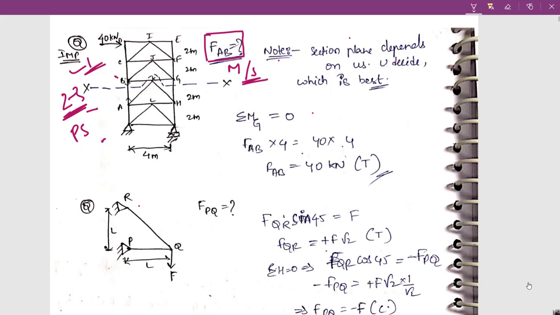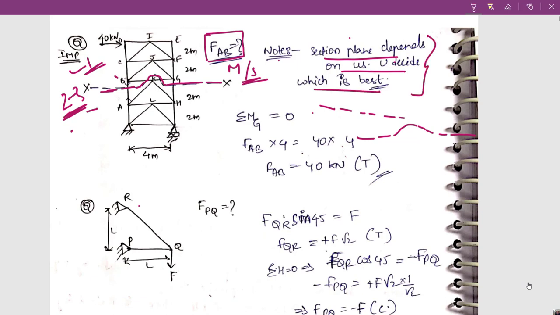So what I'm doing is I'm cutting through members something like this, and I have said we have to cut the plane, but I have nowhere said the plane should be perfectly straight. You can cut up to you. You can cut like this also. It doesn't matter. The section plane depends on us. You decide which is best. So this is very important, which you have to remember. It is nowhere mentioned that the section should be like this or like this. You can select the shape of your section. It doesn't matter.